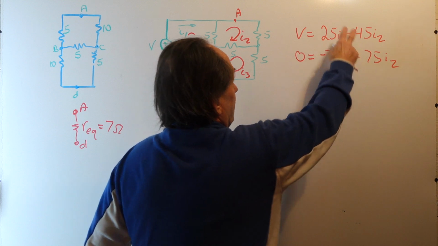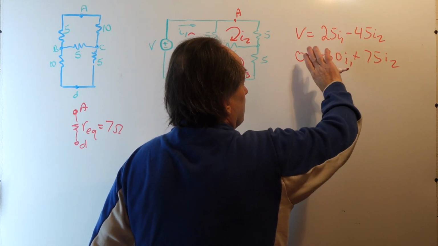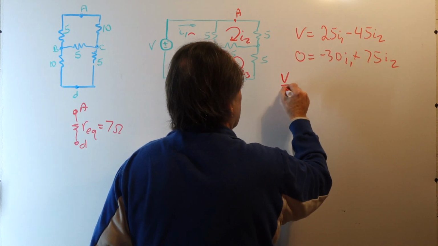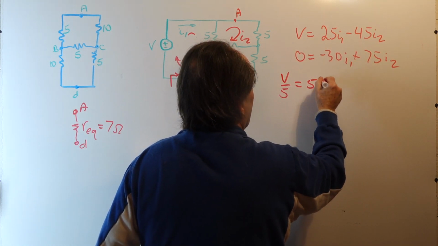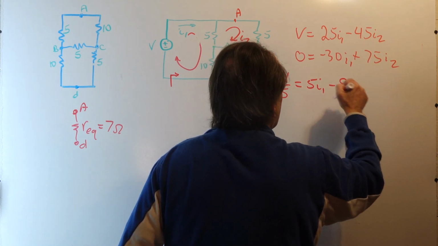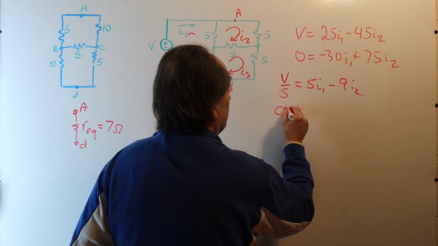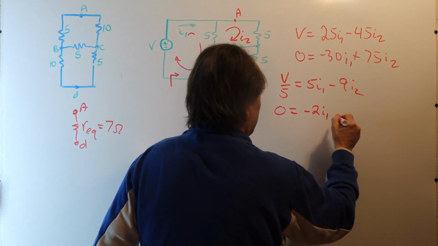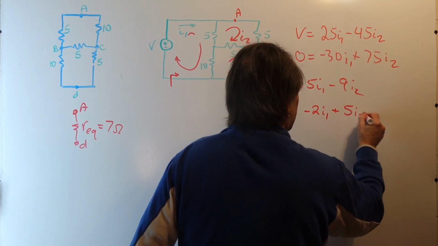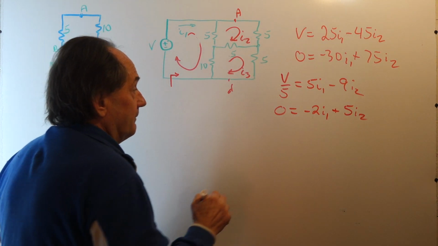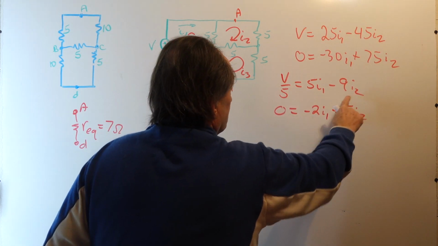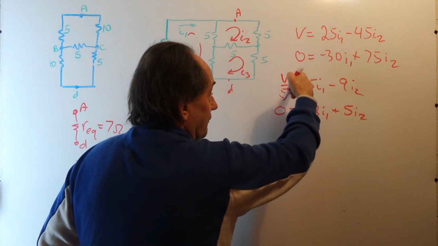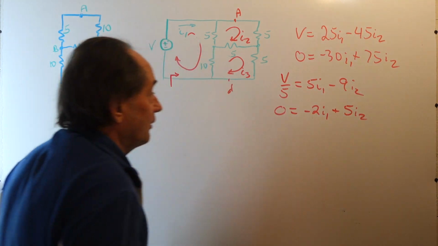Now I'm going to simplify these 2 equations by taking out common factors on the right side of each equation. This equation I'm going to divide through by 5, so we get V over 5 is equal to 5I1 minus 9I2. In this equation I'm going to divide through by 15, so we get 0 is equal to minus 2I1 plus 5I2. I'm now going to multiply this equation by 2 and this one by 5 so that the I1s drop out when we add the 2 equations, and we end up with 1 equation in I2.